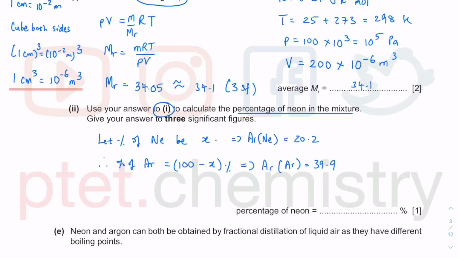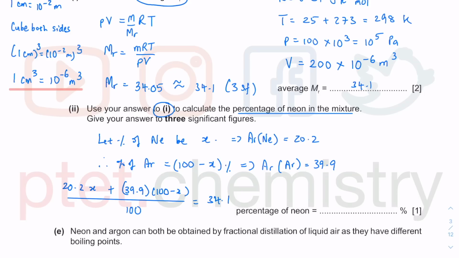39.9. So what we can say is 20.2 multiplied by X plus 39.9 multiplied by 100 minus X, divided by 100. That is going to give us 34.1. I am not sure if I'm going on the right way. So I'm talking about the average mass. When I combine these two together based on the percentage present, it's going to give me this average Mr.